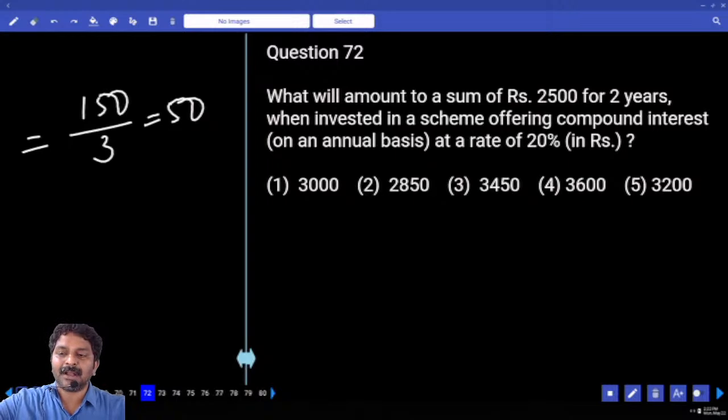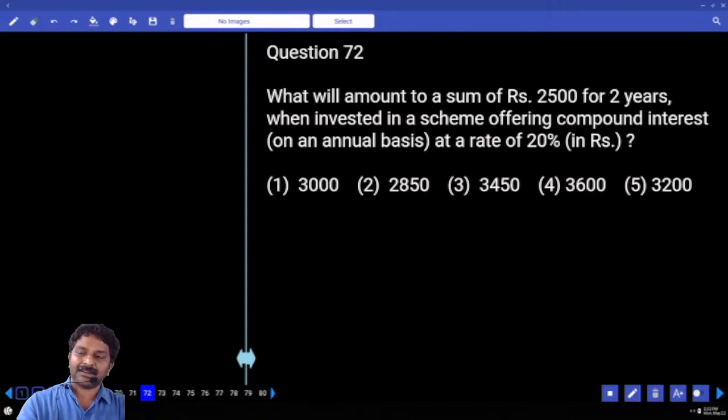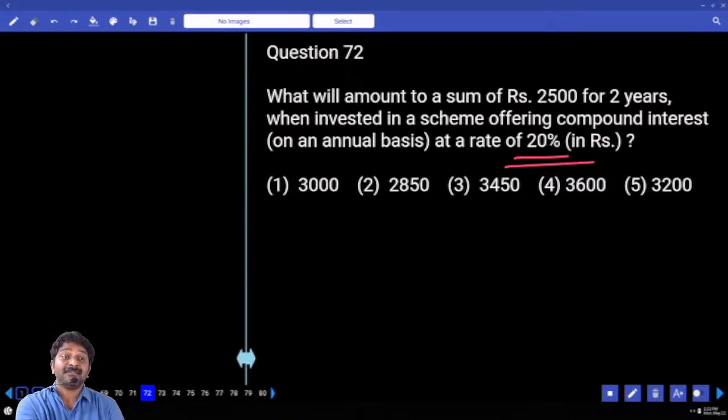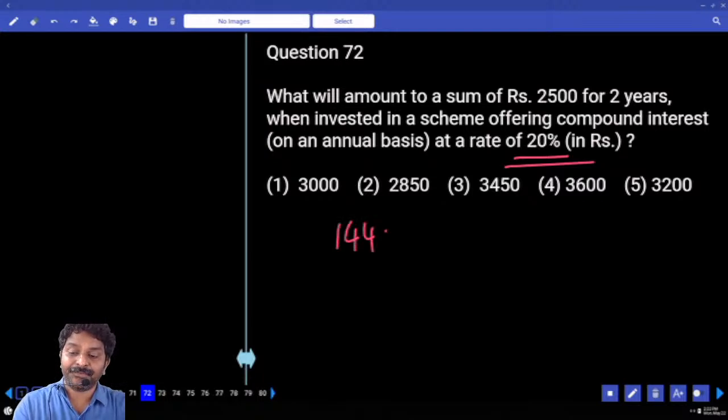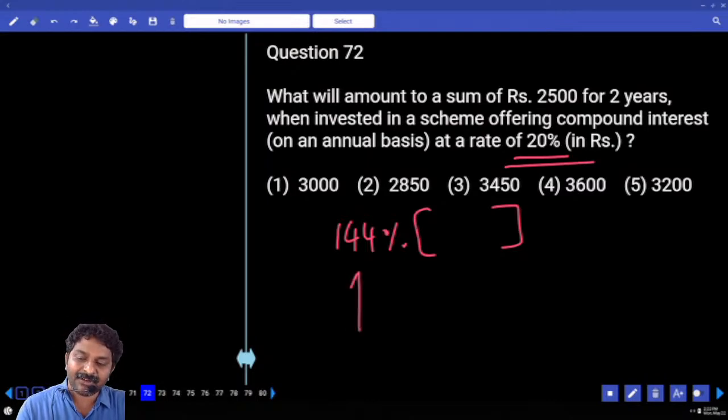What will amount to a sum of 2,500 for 2 years when invested in a scheme offering compound interest at a rate of 20% per annum? Wait a minute. At the rate of 20% per annum, compound interest for 2 years, how much is that? 144 amount. 144% of some number we need to calculate, correct? When I see 144, which is a 9 multiple, and I know that answer must be 9 multiple, can it be first option, second, third, fourth, fifth?